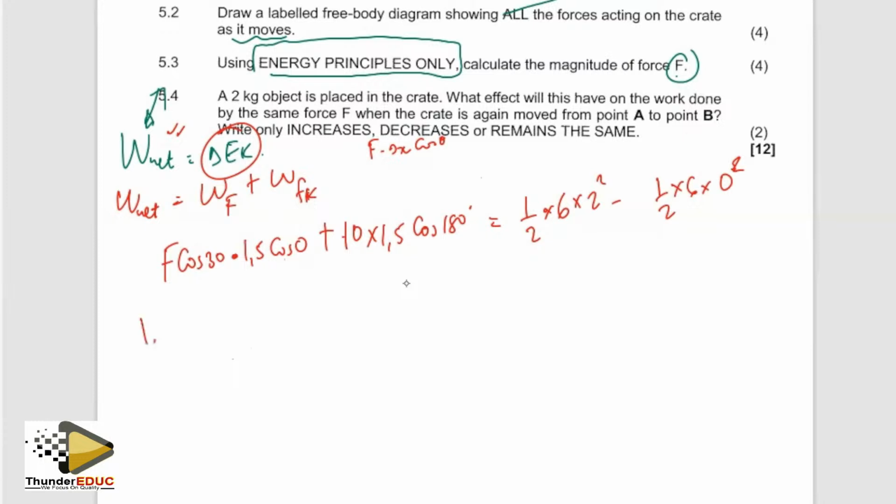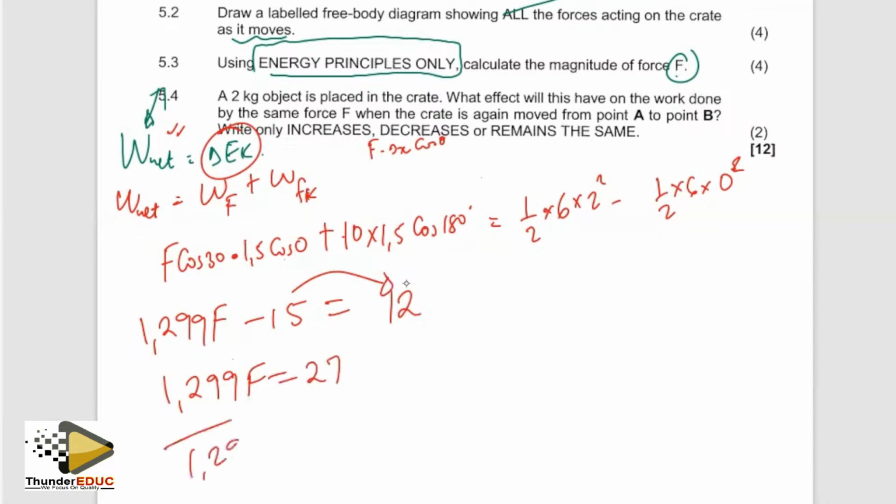Okay, so we're saying it's 1,299F minus 15 is equal to a half times 6 times 4, which gives me a 12, minus 0. So 1,299F, when I move the 15 to that side, I'll get a 27. I'll divide by 1,299. That cancels that. So 27 divided by 1,299 gives me 20,78 newtons. So that is my applied force.